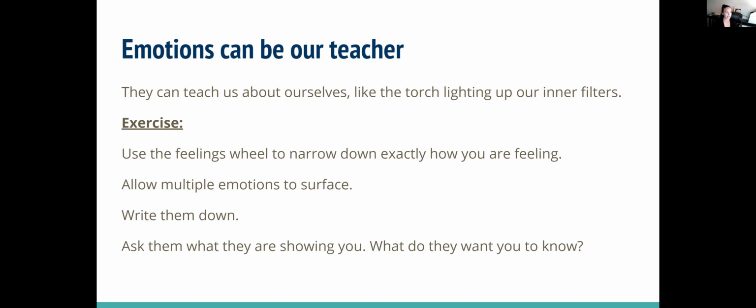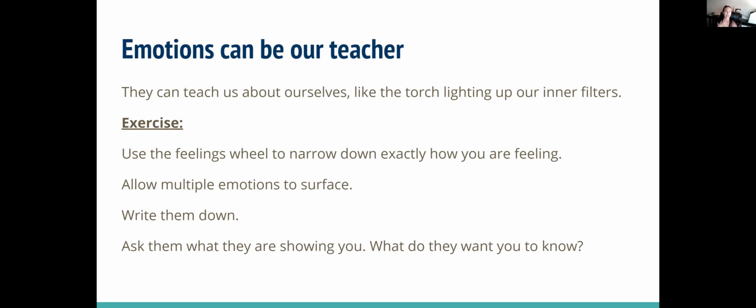So this is an exercise that's really good to do every day. Use the feelings wheel to narrow down exactly how you are feeling and allow multiple emotions to surface. You have the capacity to feel both angry and sad, to feel both disheartened and excited. Okay, so just allow all of those multiple emotions to surface and write them down. So get used to acknowledging the emotions that you're going through right now. And then very simply ask them what they are showing you. What do they want you to know?